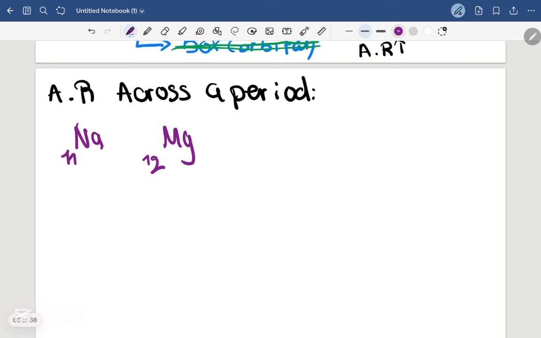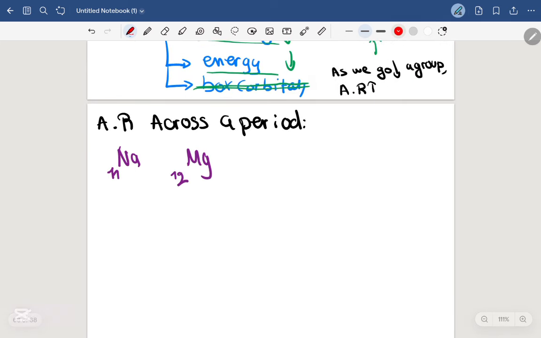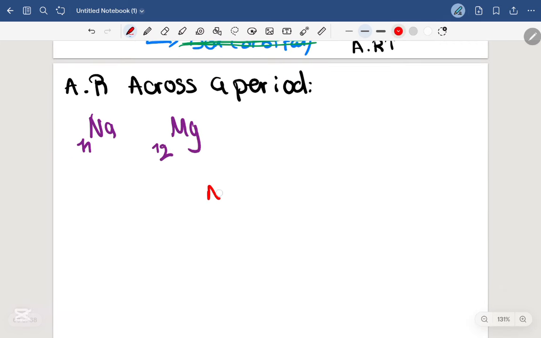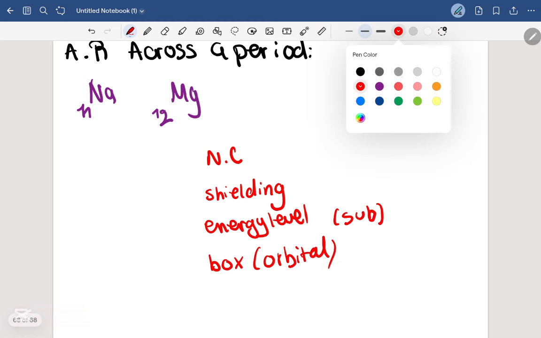Perfect. Now, what again are the things that affect the atomic radius? We have, first of all, the nuclear charge. Second, we have the shielding effect. Third, we have the energy level n. Fourth, you can include the sublevel as well. And then the last thing we resort to is the box or orbital configuration.